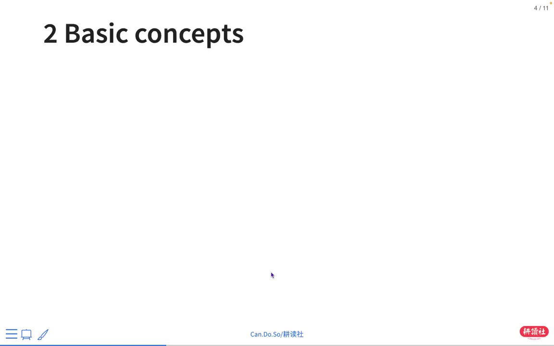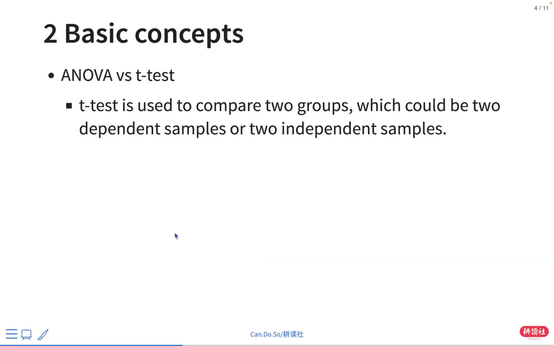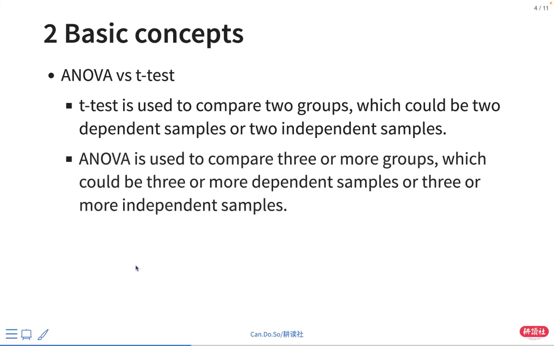First, let's take a look at the basic concepts. In the last lesson we have learned the t-test, which is used to compare two groups, which could be two dependent samples or two independent samples. While ANOVA is used to compare three or more groups, which could be three or more dependent samples or three or more independent samples.